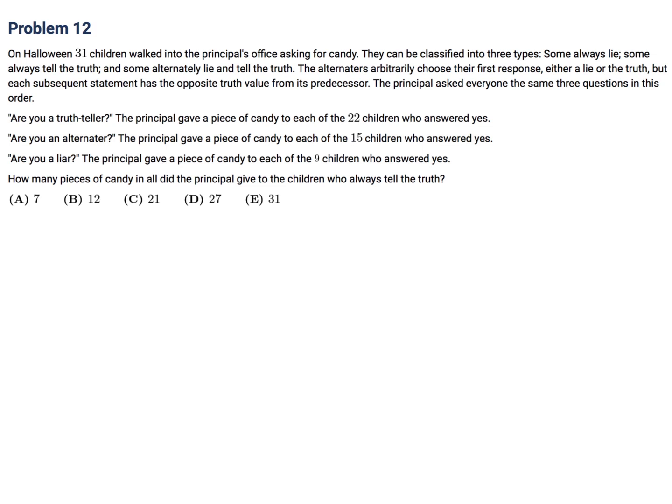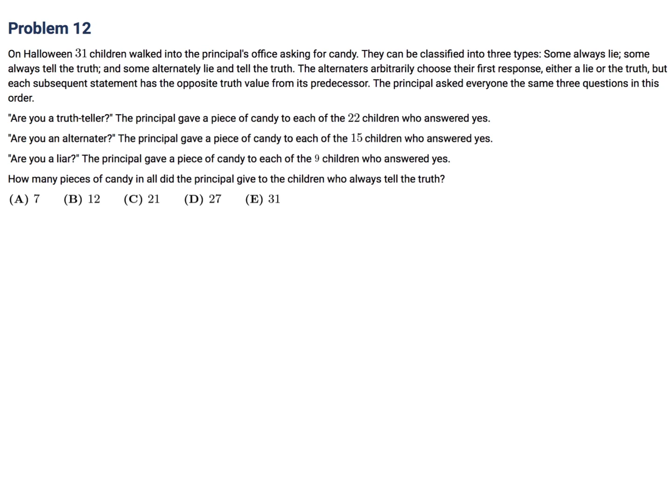On Halloween, 31 children walk into the principal's office asking for candy. They can be classified into 3 types. Some always lie, some always tell the truth, and some alternate between lying and telling the truth. The alternators arbitrarily choose the first response, either a lie or the truth, but each subsequent statement has the opposite truth value from its predecessor. The principal asked everyone the same 3 questions in this order. Are you a truth teller? Are you an alternator? Are you a liar? And 22, 15, and 9 answered yes. How many pieces of candy in all did the principal give to those who always tell the truth?